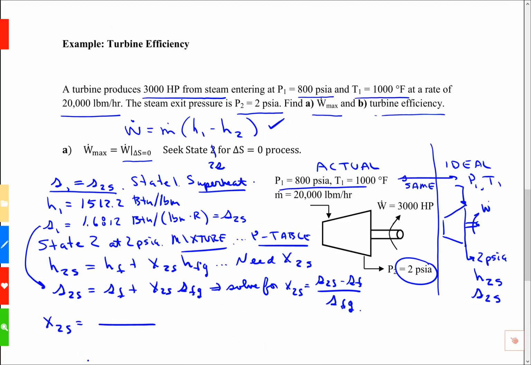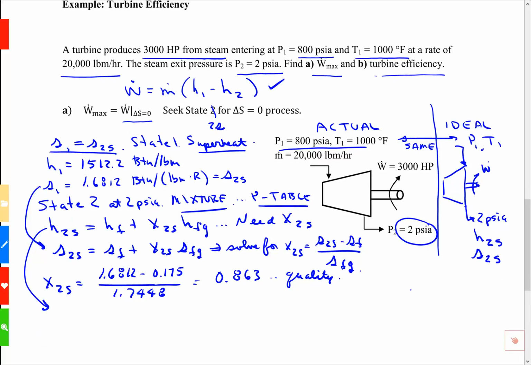So coming back, I'm going to have the known value S2S is 1.6812. The liquid value SF is 0.175, and SFG is 1.7448. When I calculate that, I get 0.863. That's the quality. That's the mass percentage of vapor present. And then I can use that to get the enthalpy with some table values.